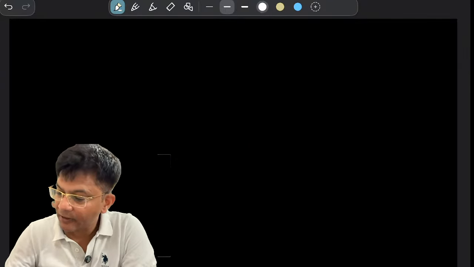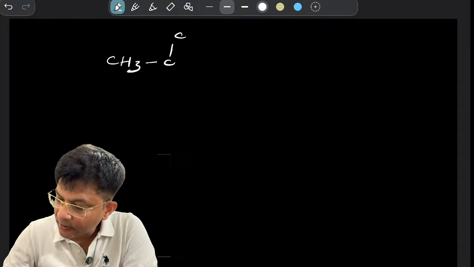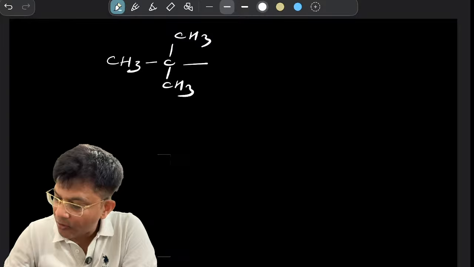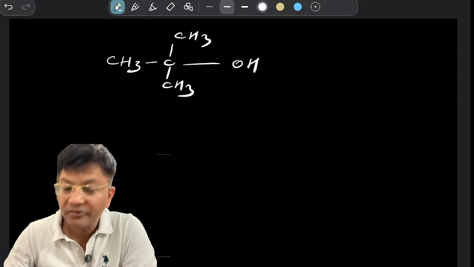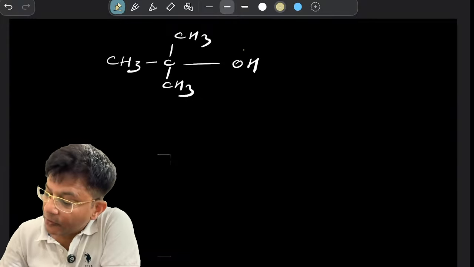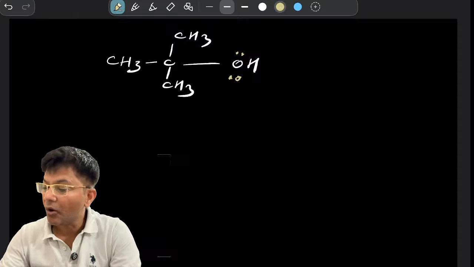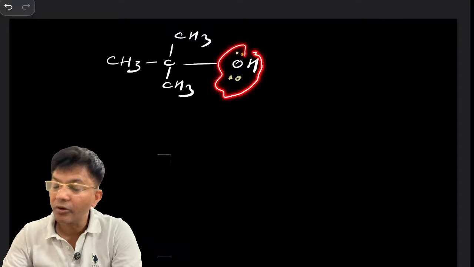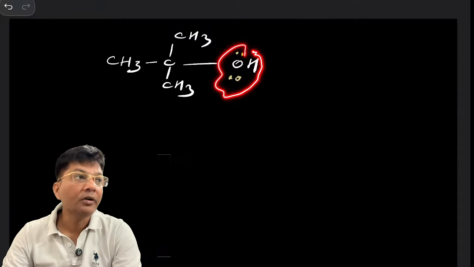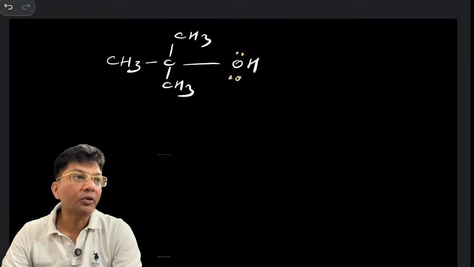If I say that I am provided with tertiary butyl alcohol, this is maximum basic in nature because it is a 3-degree alcohol. Now, how to find out? See, this oxygen has a lone pair. How speedily this oxygen is going to donate its lone pair? We will say that is more basic. How easily it is going to provide a lone pair?